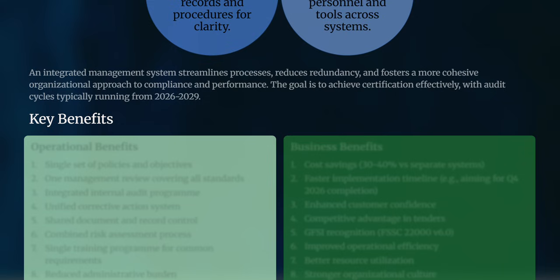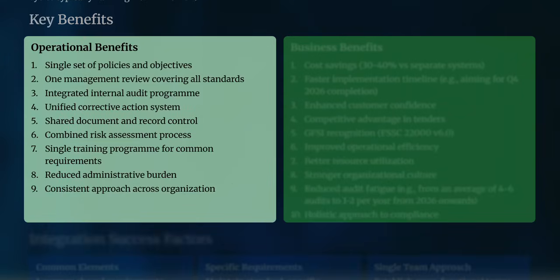The key benefits you will achieve: the operational benefits. You have a single set of policies and objectives, one management review covering all the standards, an integrated internal audit program, a unified corrective action system, shared document and record control, a combined risk assessment process, a single training program for common requirements, reduced administrative burden, and a consistent approach across the organization. Those are the operational benefits of implementing the integrated system.